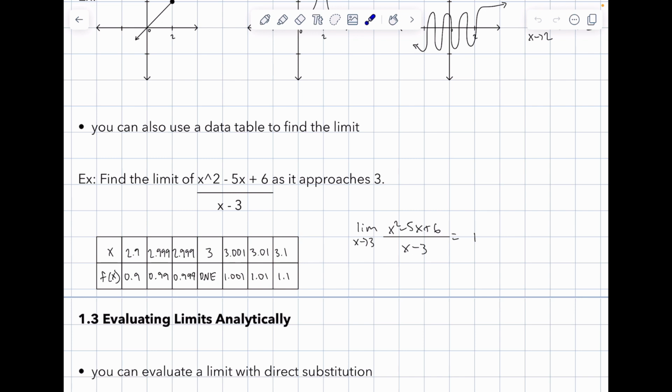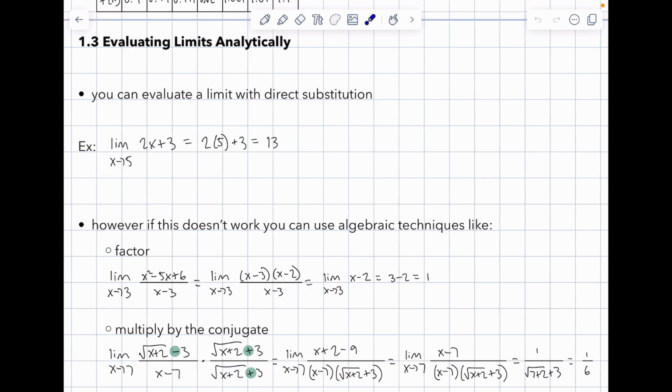And if we look at the graph coming from the right side here, we see that our y values also approach 1. So therefore, we can say in our notation that the limit as x approaches 3 of x squared minus 5x plus 6 over x minus 3 equals 1.